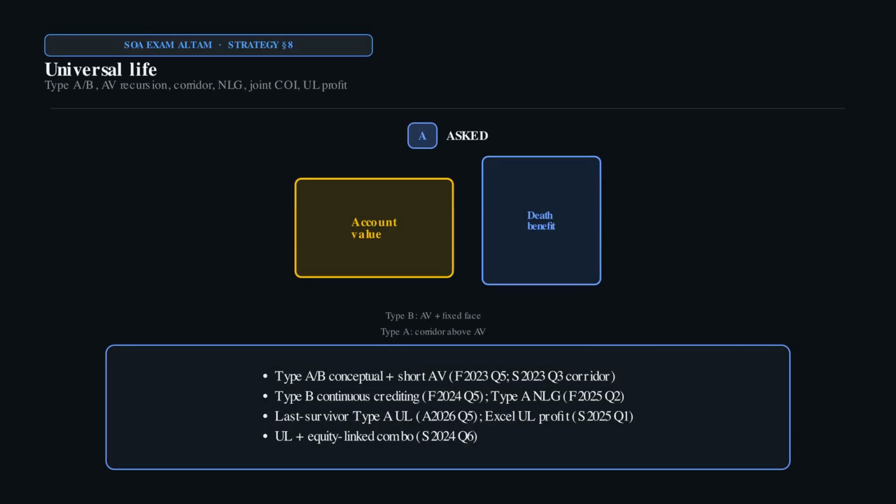Category 8. Universal Life, 7 priors. Type A versus Type B conceptual questions and short account value paths, continuous crediting, no lapse guarantees, last survivor Type A with joint mortality and cost of insurance, full Excel Type B profit with surrender charges, and a combo with equity-linked guarantees.